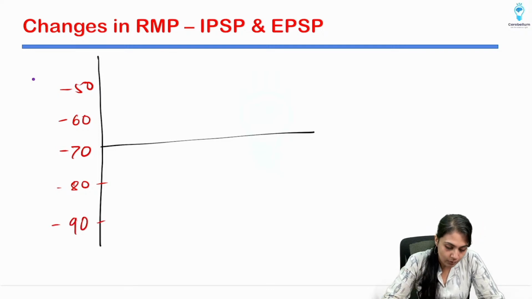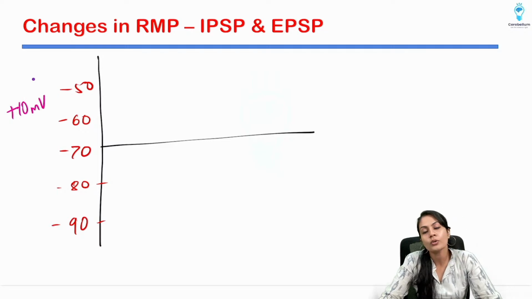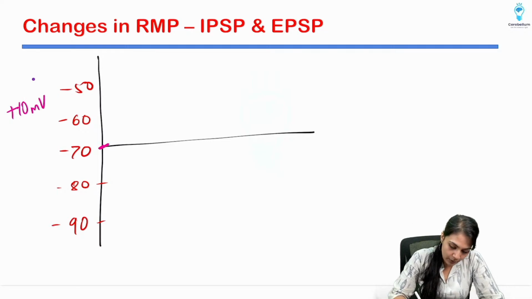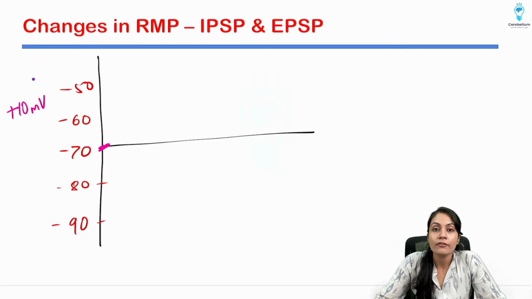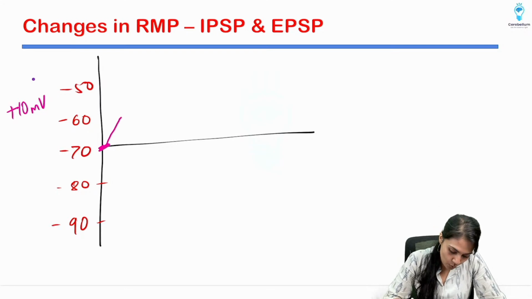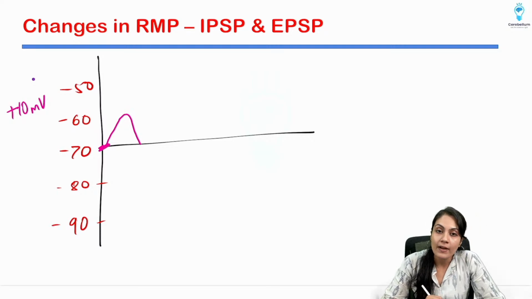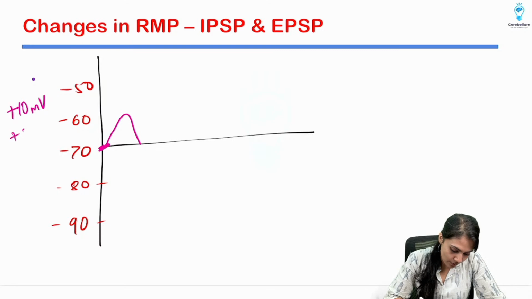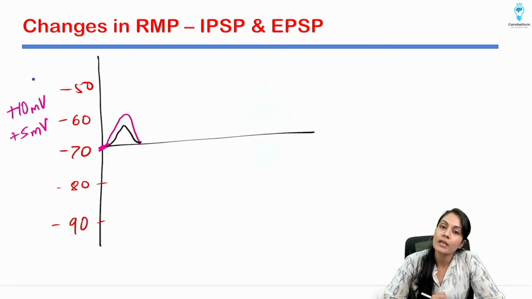Now, if I give, let's say, a plus 10 millivolt stimulus, what do you think will happen? The resting membrane potential was minus 70. If I give a positive plus 10 stimulus, it is going to increase by 10, right? So the potential will change, go to minus 60, and it is going to come back again, isn't it? If I give, let's say, a plus 5 millivolt stimulus, it is going to go plus 5 and come back again, isn't it?